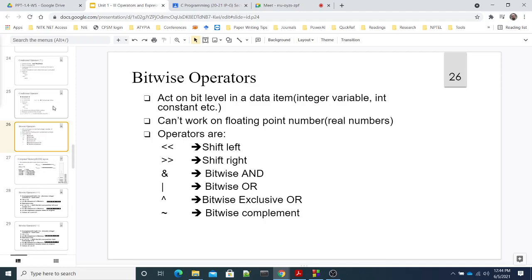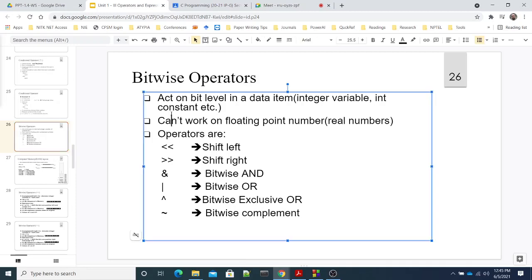Now bitwise operators, unlike the previous operators, act on a bit level. That means as a programmer we get control over the individual bits, or we are going to apply something on the individual bits of a number. A variable a has 5, it has a corresponding binary format made of some zeros and ones. We are going to apply some operation on the bit level of a number or of a data value in general. So bitwise operators act on bit level in a data item such as an integer variable, integer constant, etc. Bitwise operators cannot work on floating point numbers.